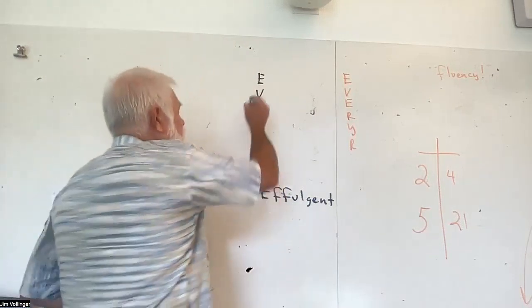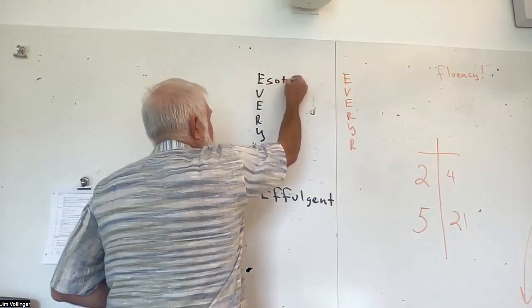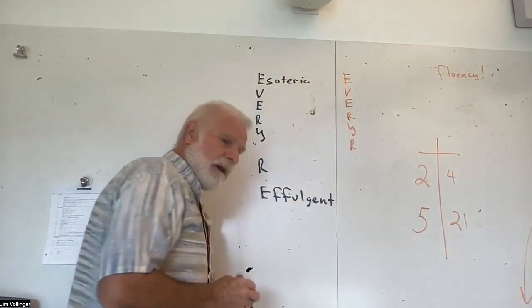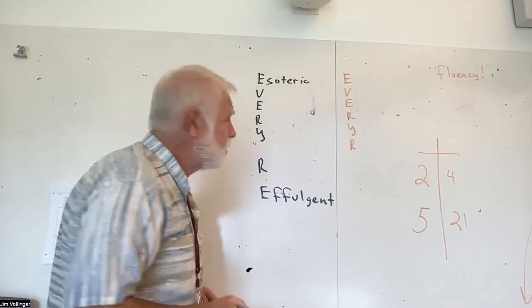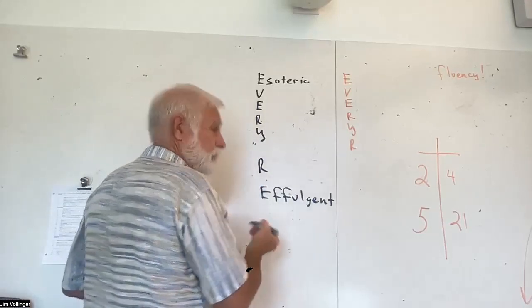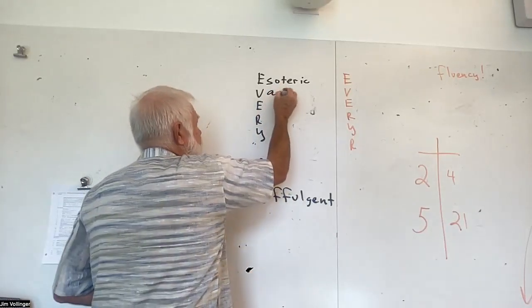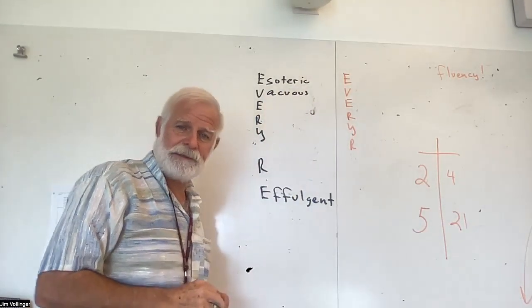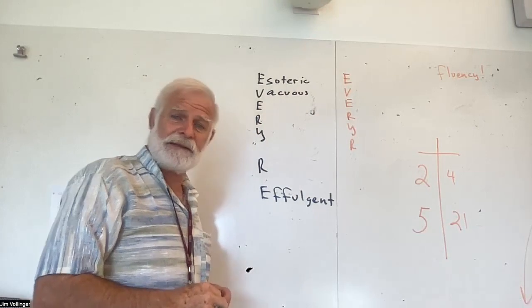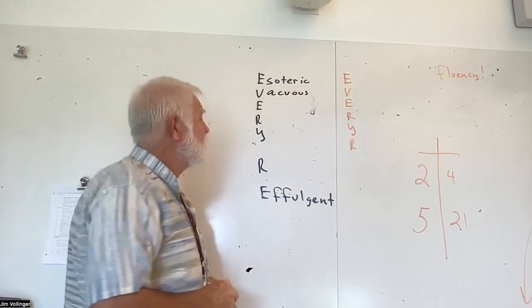E, esoteric. After you hear the word, maybe it brings back a memory. Okay, only a small group understands what we're talking about here. V, vacuous, not the sharpest tack in the box. Okay, kind of lacking content, not the brightest.